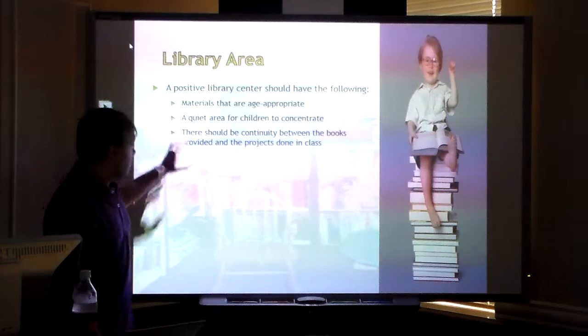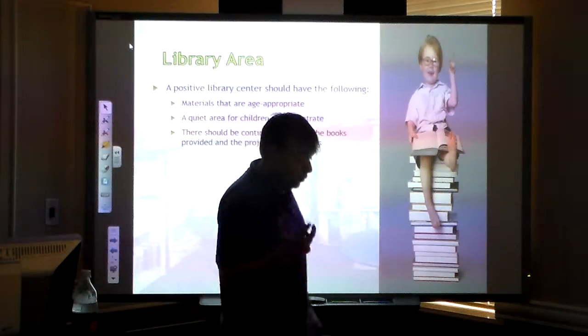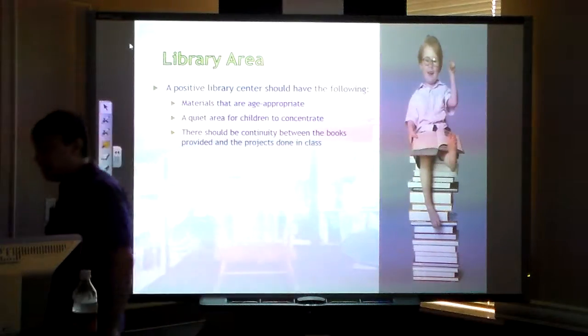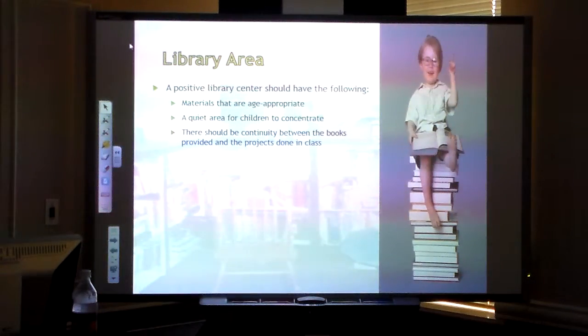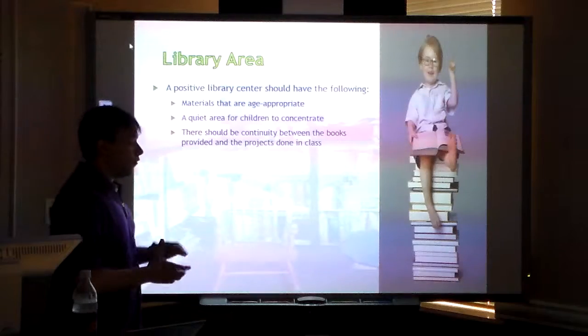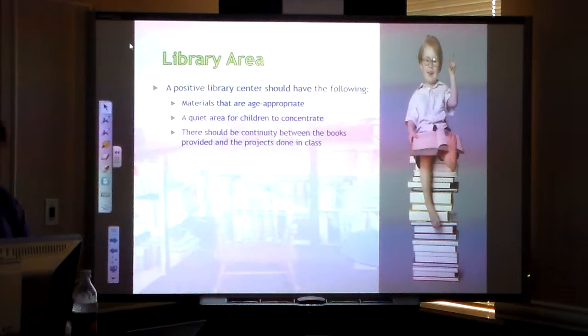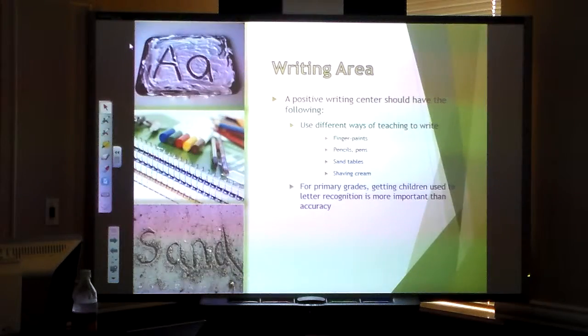I also want to see that there's continuity between the books that are there and the topics that are covered in the class, meaning that there's a good opportunity for follow-up books. If you're reading Junie B. Jones, there should be Junie B. Jones books in the library area. Make sure there's some sort of consistency between what the students are seeing there and the content and topics that you're covering in class.